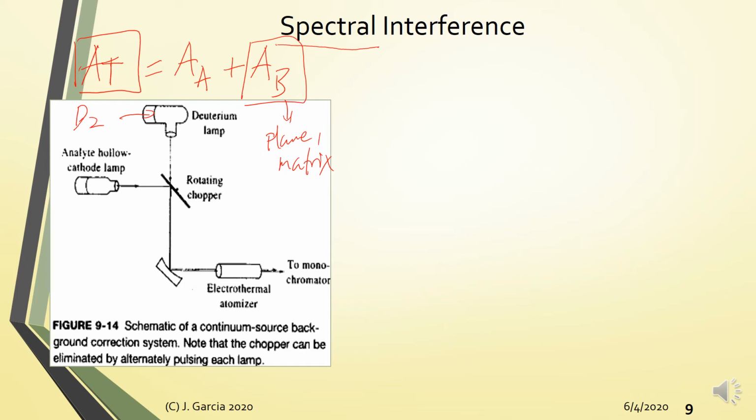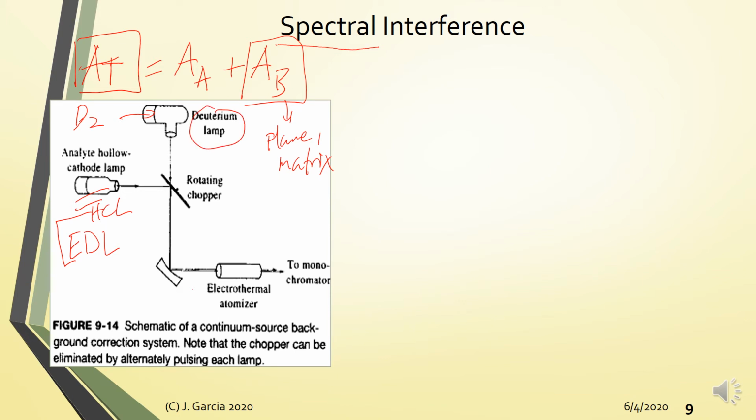So here, you're using two lamps. You have your hollow cathode lamp. I forgot to mention in the first slide that aside from the hollow cathode lamp, you can also have an electrodeless discharge lamp. These are the two common light sources for AAS. So here you have your hollow cathode lamp and your deuterium lamp.